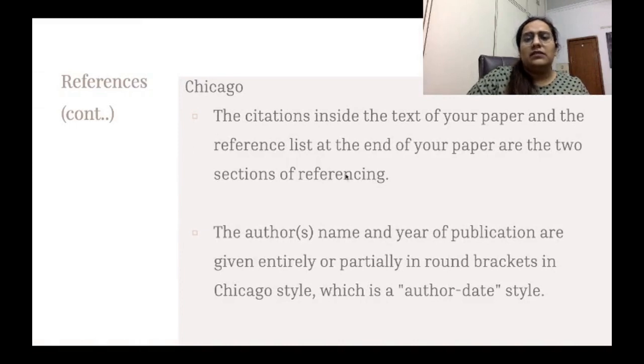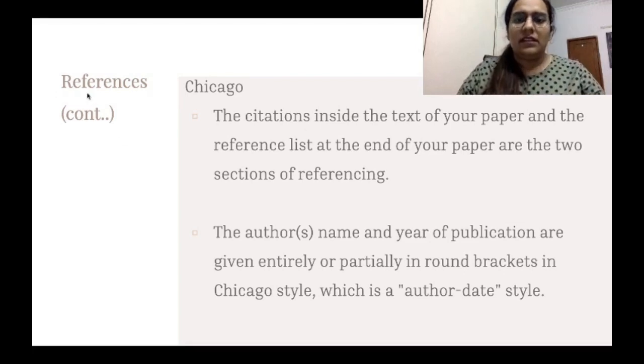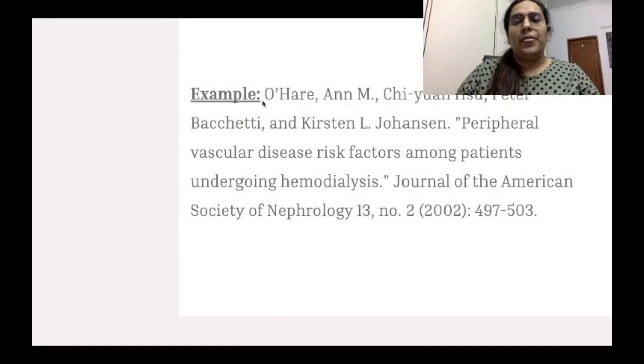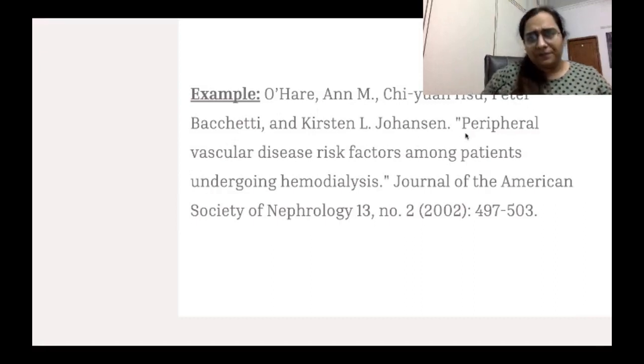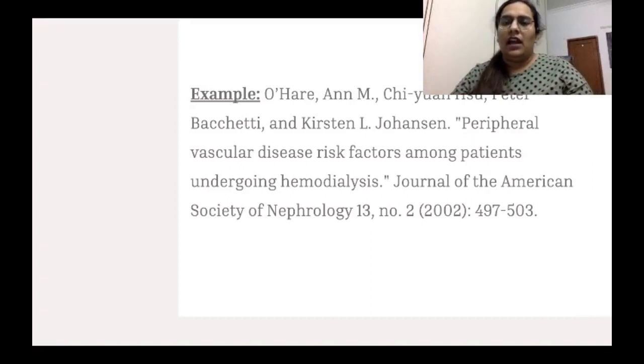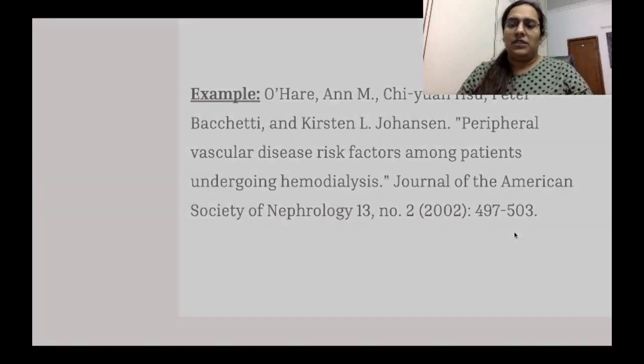The next is Chicago. The Chicago style is generally used in author-date citations. In this, the referencing style is totally in round brackets. Here you have the author surname and name initials; here you are using the whole name of the author, then the title in inverted commas, the journal name, the volume number, the year, and the page number.